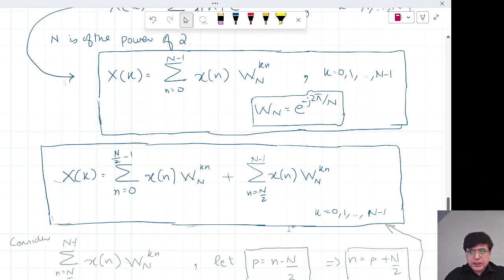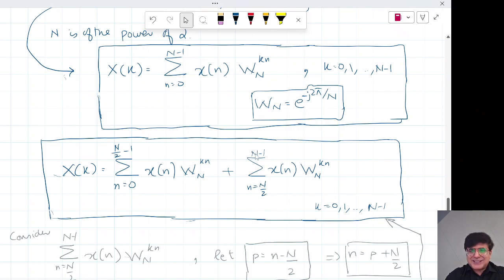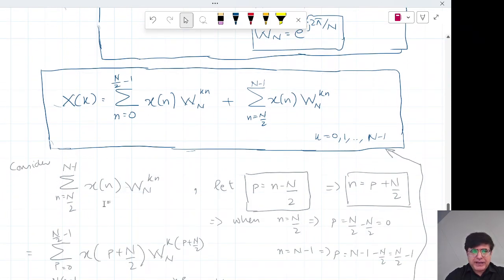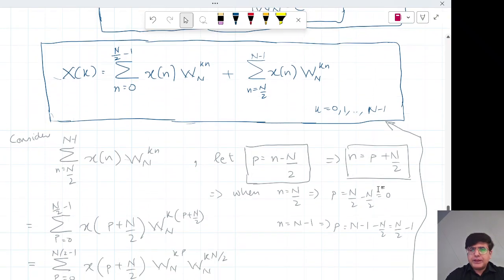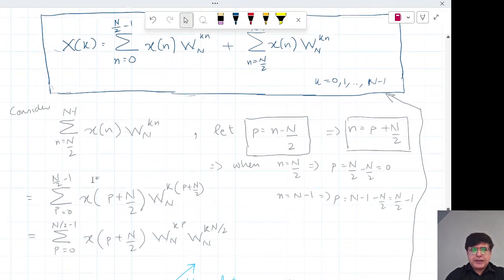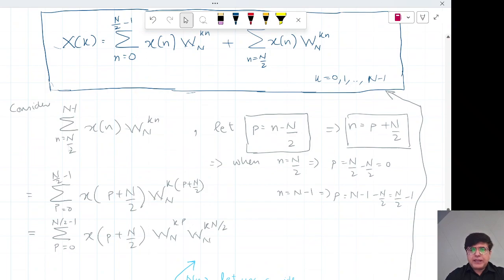All right. So then what we did, we just took this part, and in this part we made a substitution. We said let's substitute n minus N over 2 with p. In other words, we have n equals p plus big N over 2. So we just replace n with p plus big N over 2. Then if n is N over 2, p is N over 2 minus N over 2, that is 0. And when n is N minus 1, p is N minus 1 minus N over 2, which is N over 2 minus 1. That means the limit of this sum will go from 0 till N over 2 minus 1.